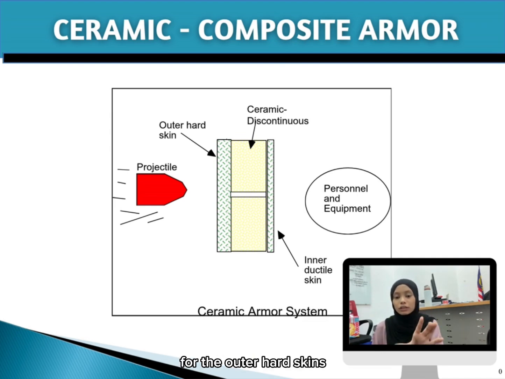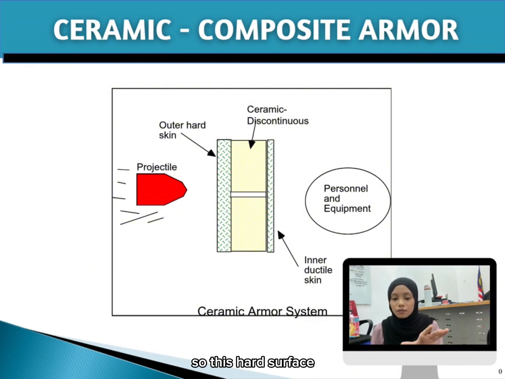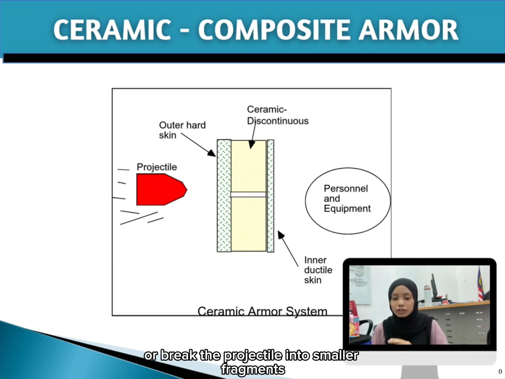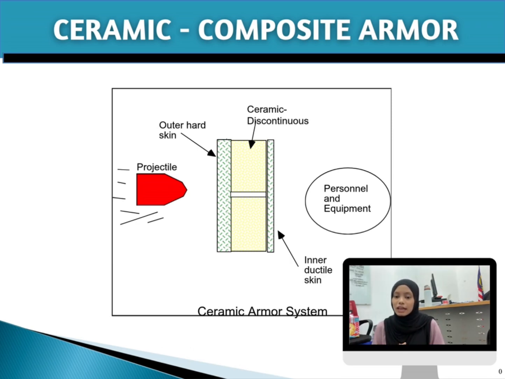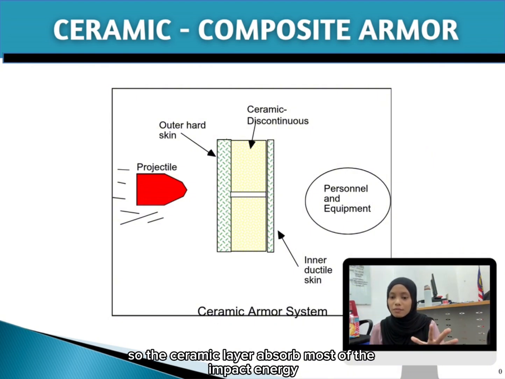For the outer hard skin, when a projectile hits the armor, the outer hard layer first contacts the projectile. So this hard surface helps to shatter or break the projectile into smaller fragments. The second one is the discontinuous ceramic layer. So the ceramic layer absorbs most of the impact energy.